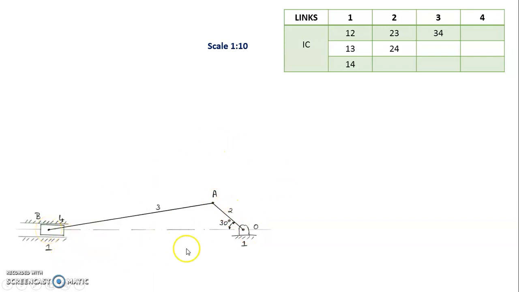Then let us identify the links. How many links are there? So this is link number 1, link number 2, link number 3, and the slider is link number 4.